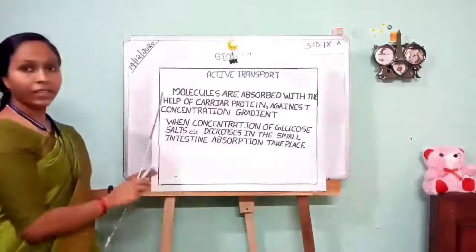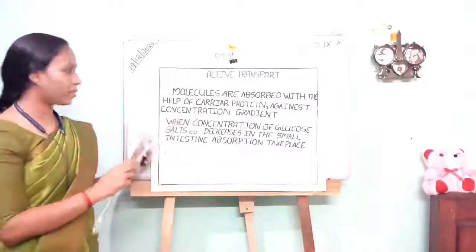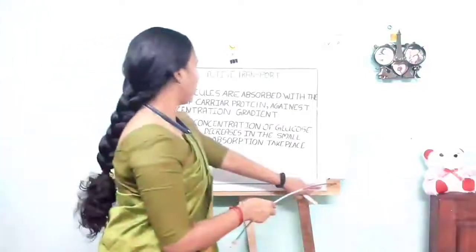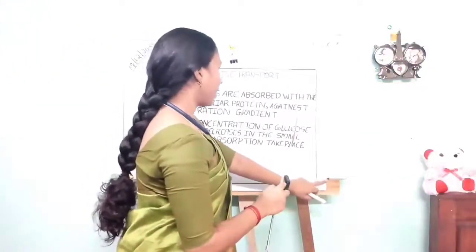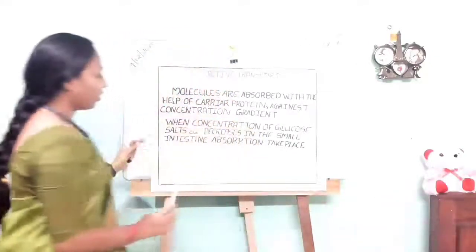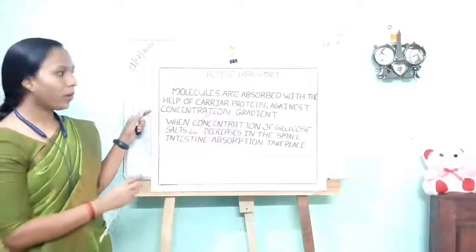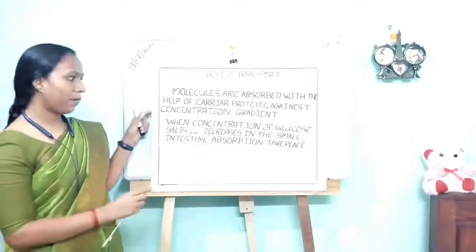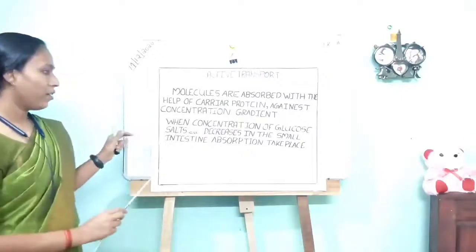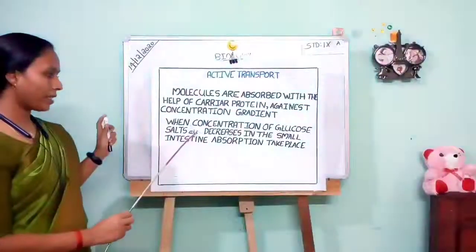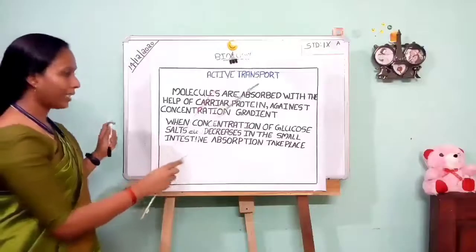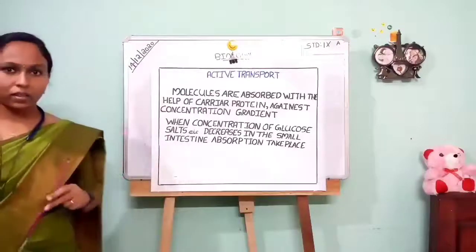Who is ready to read this chart? Active transport. Molecules are absorbed with the help of a carrier protein. It takes place against concentration gradient. When concentration of glucose, salt, etc. decreases in the small intestine, absorption takes place through active transport. Are you clear? Okay, very good.